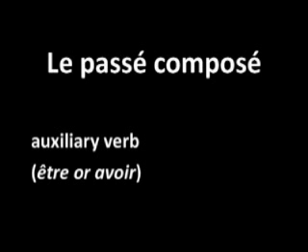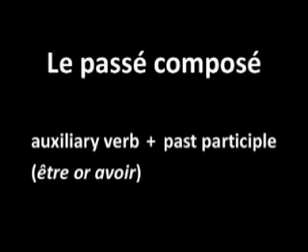As you saw in the previous lesson, the passé composé is composed of two parts. An auxiliary verb, either être or avoir, conjugated in the present tense, is followed by the past participle. Most verbs use the auxiliary verb avoir in the passé composé, although some verbs use être. You will be learning which verbs use être in the next video.